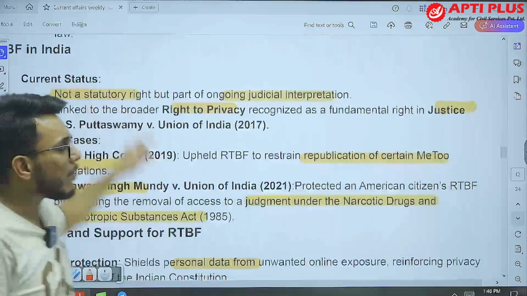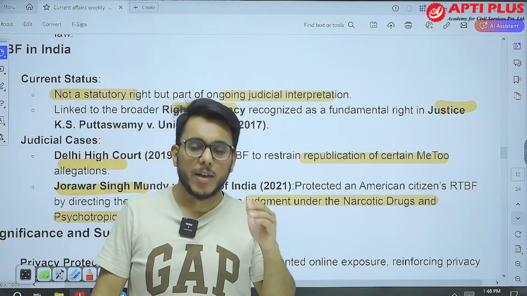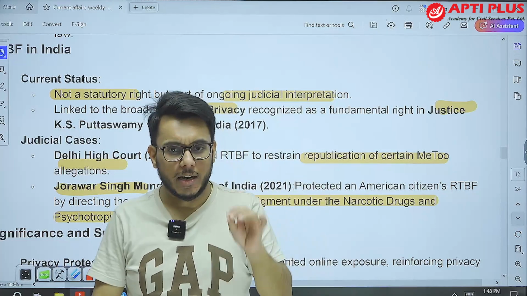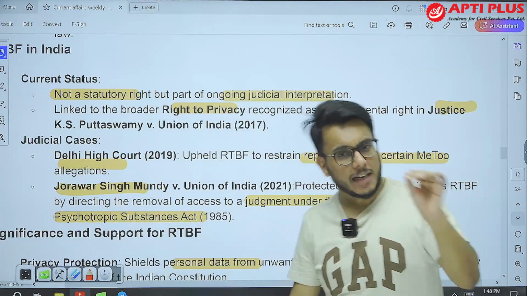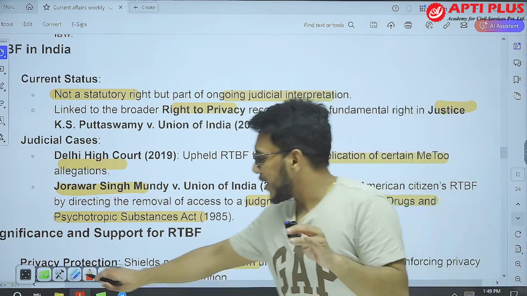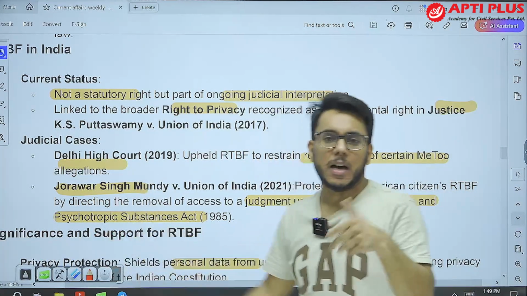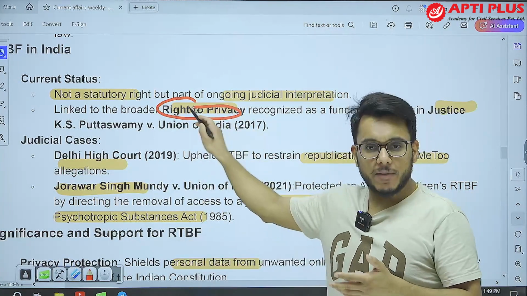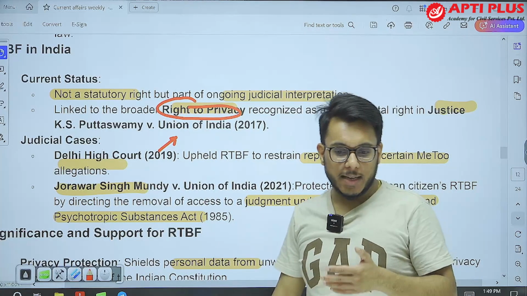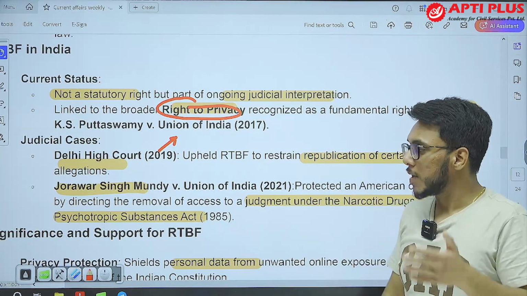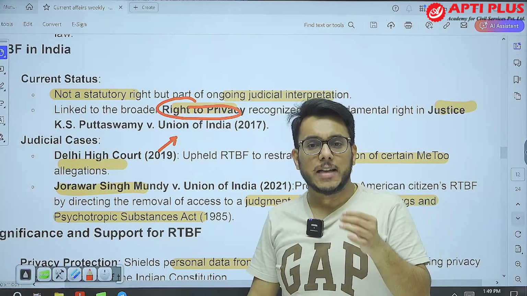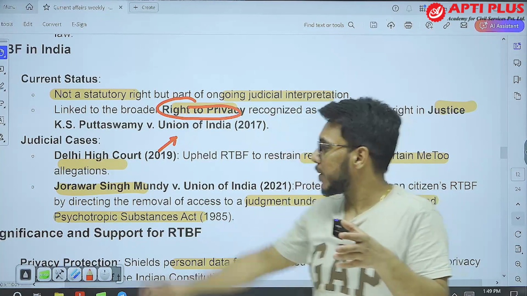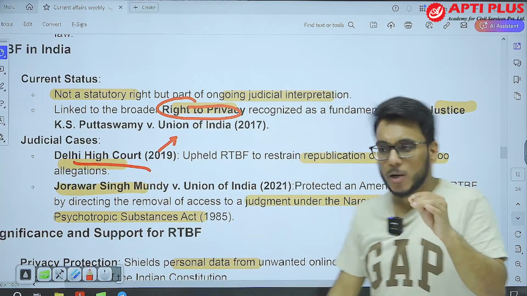Now, guys, when we talk about India, the right to erasure has not been specifically provided in the data protection Act that recently got passed. It is not a statutory right. It is not provided by law, but it could be interpreted broadly as part of the right to privacy that was recognized in the Puttaswamy case. Moreover, the right to erasure or right to be forgotten has been upheld on multiple occasions. For example, the Delhi High Court upheld the right to be forgotten.